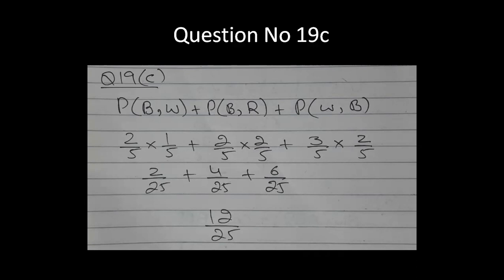So now what we will do, see, here you go. Probability of the black comma white plus the probability of the black comma red plus the probability of the white comma black. From the tree diagram, I know probability of the black comma white will be 2 by 5 multiply 1 by 5. Probability of the black comma red will be 2 by 5 multiply 2 by 5. Probability of the white comma black will be 3 by 5 multiply. So you just add them, it will be 12 by 25.